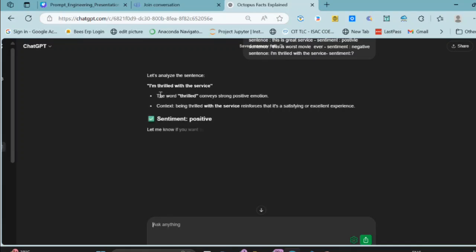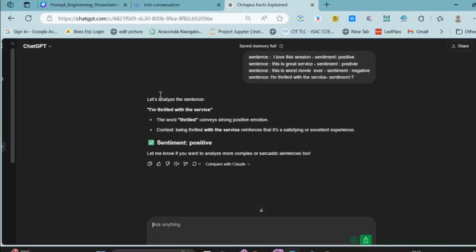It will analyze the pattern which was provided by us previously. The word thrilled conveys strong positive emotion. Okay, context. Being thrilled with the service reinforces that it's a satisfying or excellent experience. So the sentiment is positive. Well, no. We are providing some multiple examples.